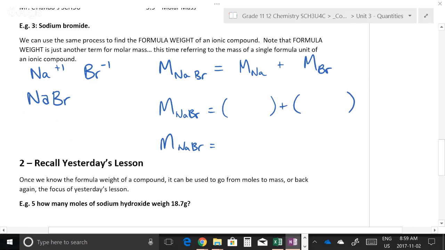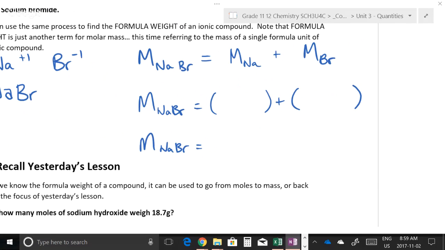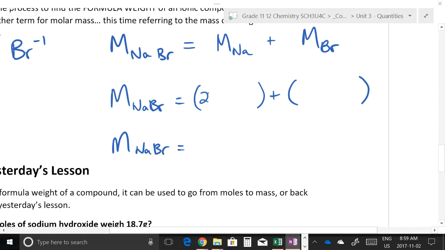Okay, so guys, obviously this is going to be the molar mass of sodium plus the molar mass of bromine, right? What is the molar mass of sodium? 22.9898. All right, and bromine? What is it? 79.904. Okay, and when we sum these, what do we get?